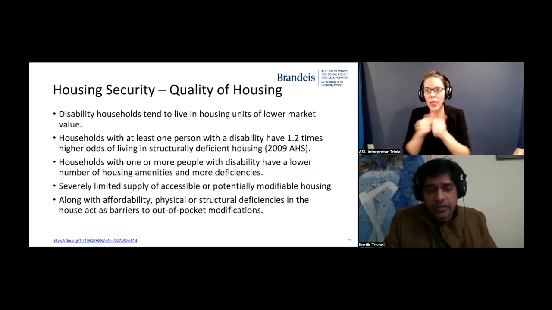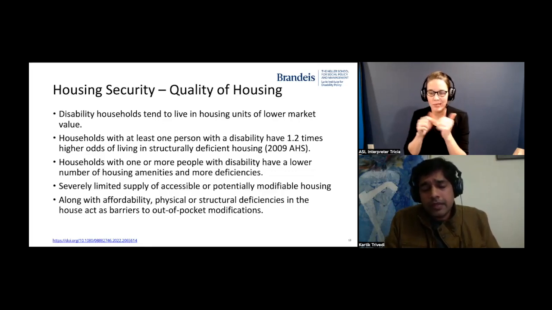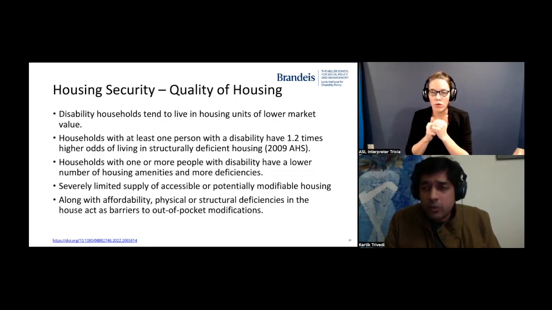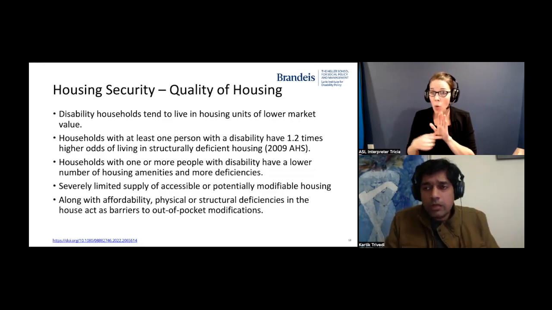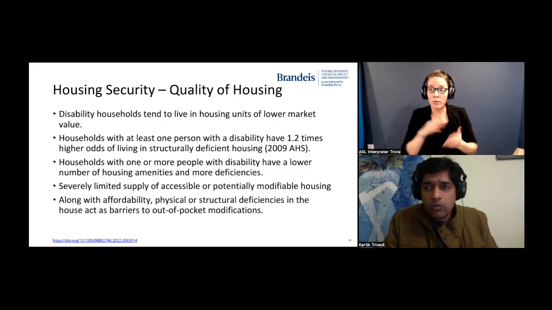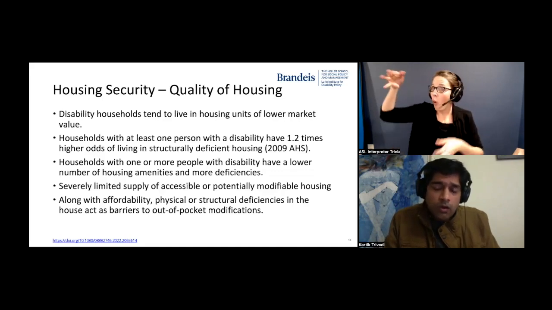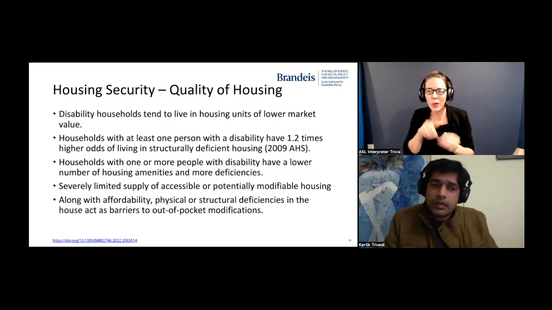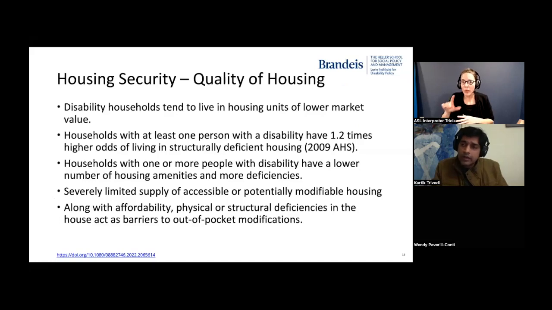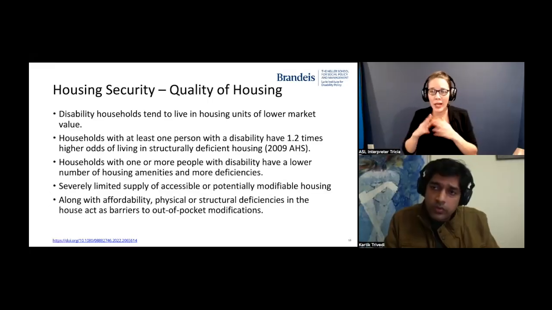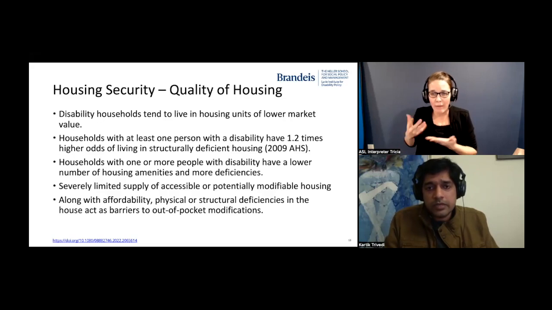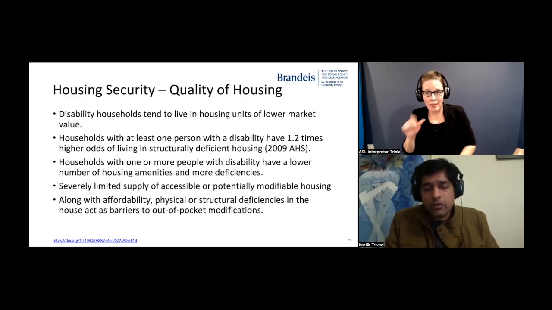When we talk about quality of housing, we are talking about structural deficiency: whether there are exposed wirings in the house, whether walls or paint are chipping, whether there are holes in the ceiling or walls. Throughout the research, and even through American Housing Survey and the Census's own research, we know that for people with disabilities, the indicators of housing quality are not good.